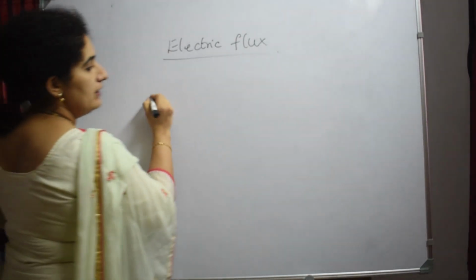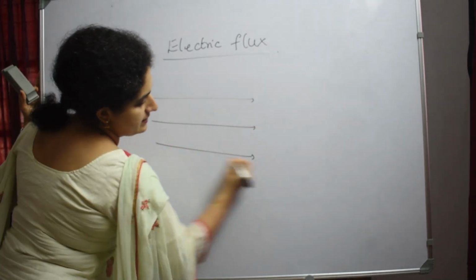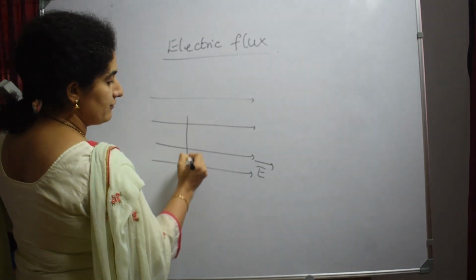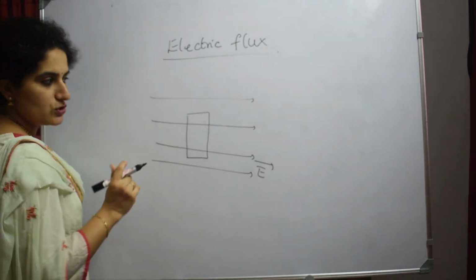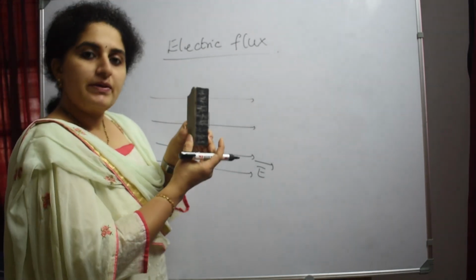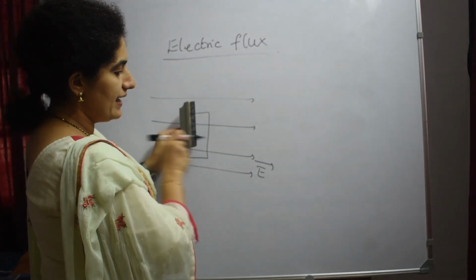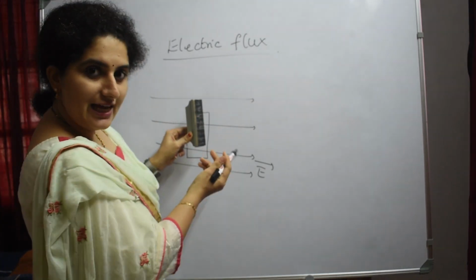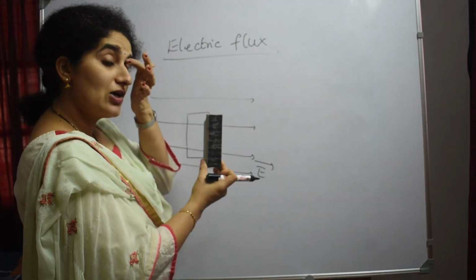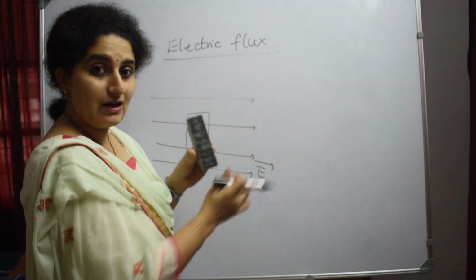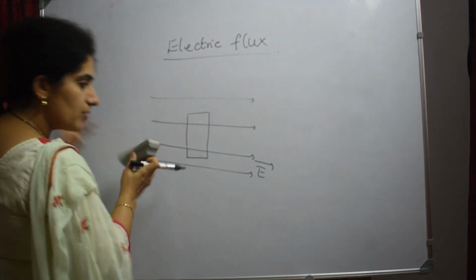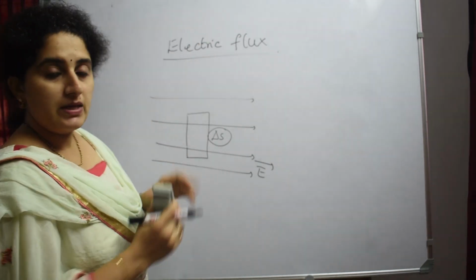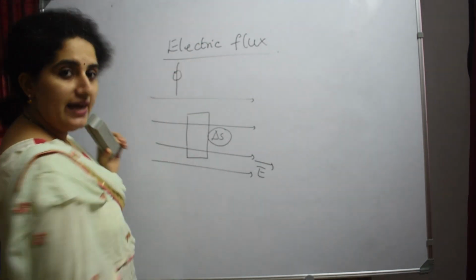Say that I have an electric field like this. This is the direction of the electric field. I want to find the electric flux at this point. So what I have to do is place one plane perpendicular to the direction of the electric field like this. Now calculate the cross-sectional area and calculate the number of field lines crossing through that cross-sectional area. The dot product of that will give you the electric flux.